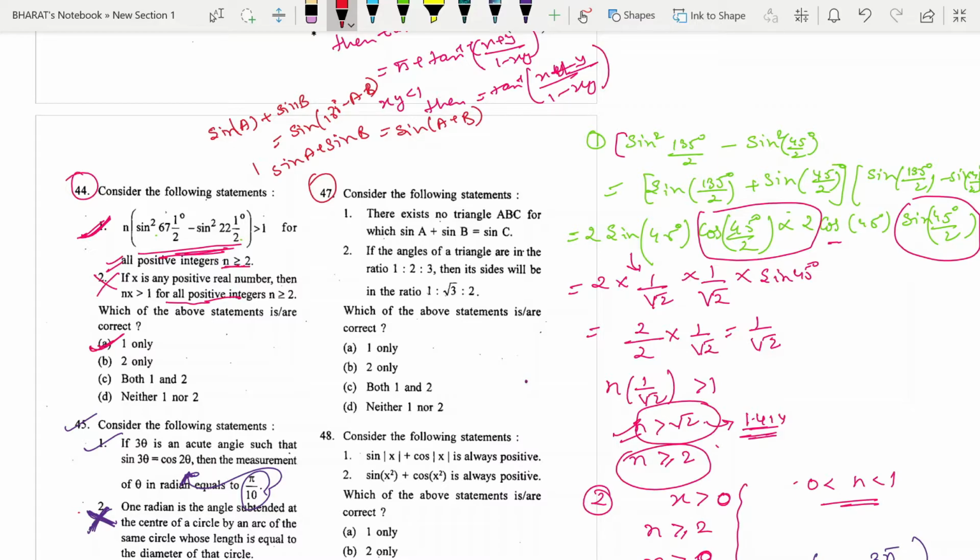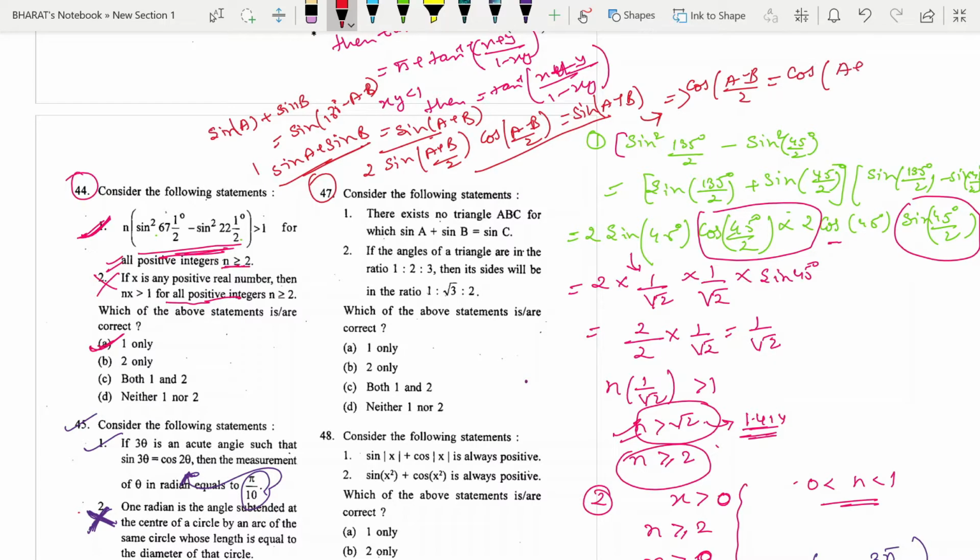No problem in this, this is correct. But can we have a solution for this equation? Can this be correct anytime? We know that sin A plus sin B is equal to 2 sin of (A plus B) upon 2 times cos of (A minus B) upon 2, and this is equal to sin of A plus B. That means it should be equal to 2 sin (A plus B) upon 2 times cos of (A plus B) upon 2.